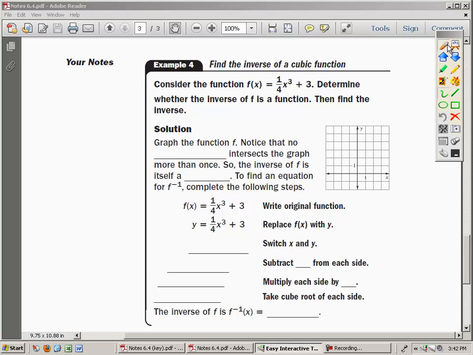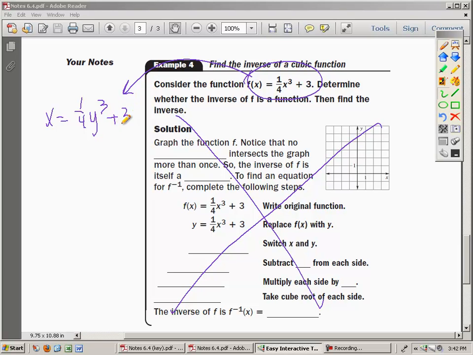A cubic function, for example, y equals, or f of x equals 1/4 x to the third plus 3. First of all, I want to find the inverse of this function. And again, I'm going to stay away from all the graphing business for right now. The inverse of that would be x equals 1/4 y to the third plus 3.